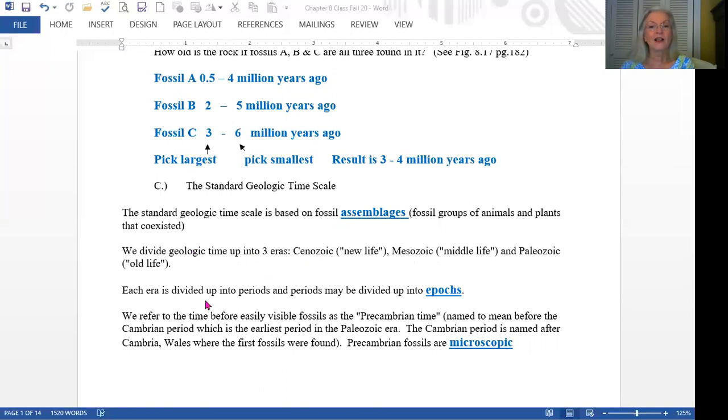Each era is then subdivided into periods. I should have highlighted that. Eras are divided into periods, and then periods may be divided into epochs. Not all periods are divided into epochs.